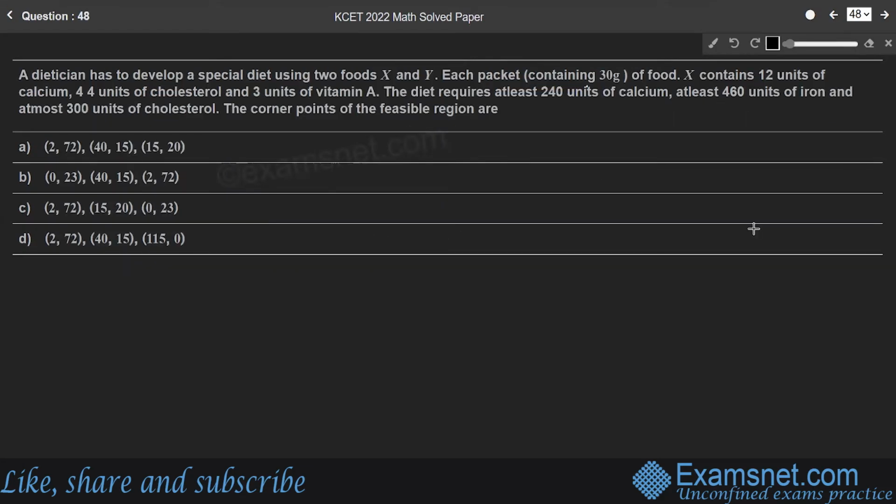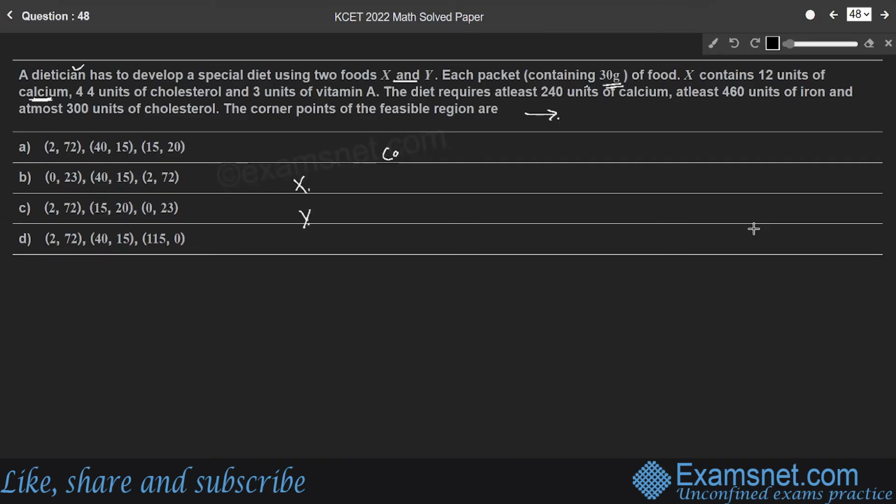Question 48. A dietitian has to develop a special diet using two foods, X and Y. Each packet containing 30 gram of food X contains 12 units of calcium. So here is a small error, students. So it has more information here. So here X contains 12 units of calcium. So we'll consider X and Y, right?